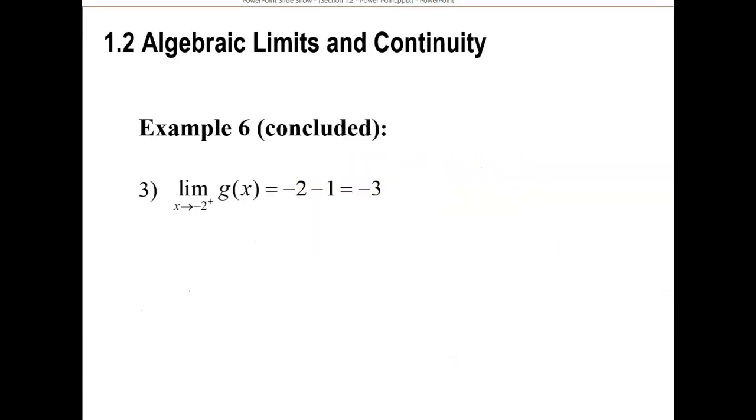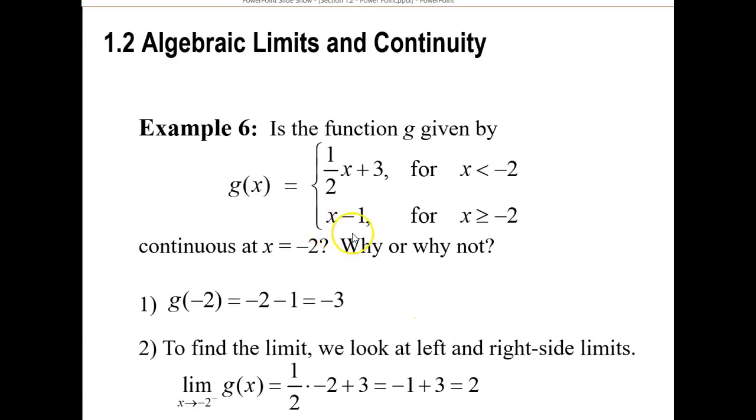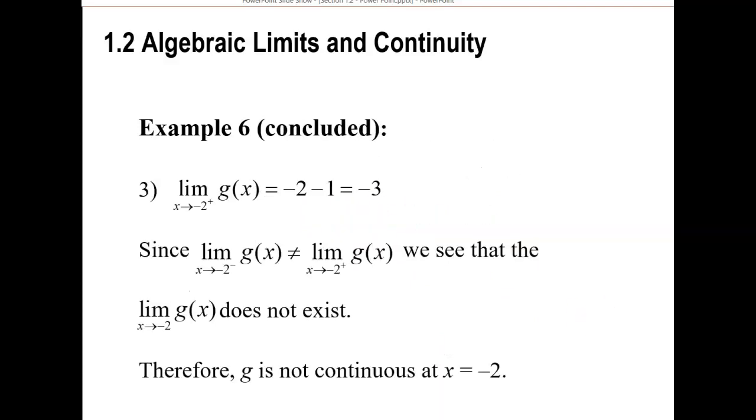All right, limit as x approaches -2 from the right means you plug it into the bottom piece. Remember the bottom piece is x minus 1. From the right side, x's are bigger than -2, so that's why this one applies in that case. So -2 minus 1 is -3.